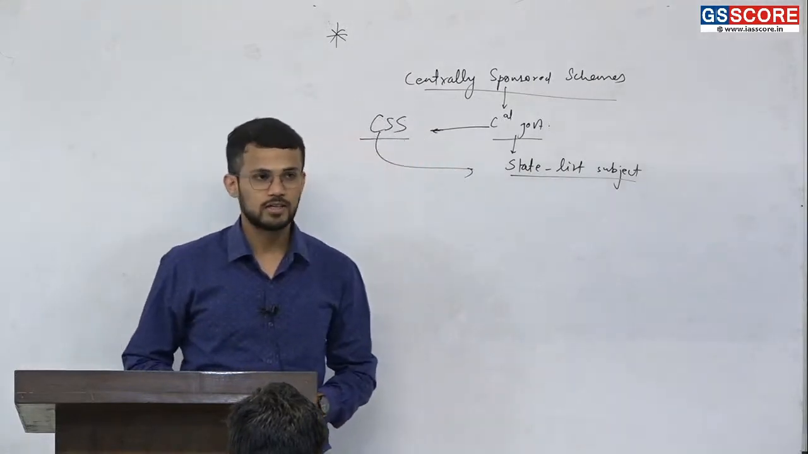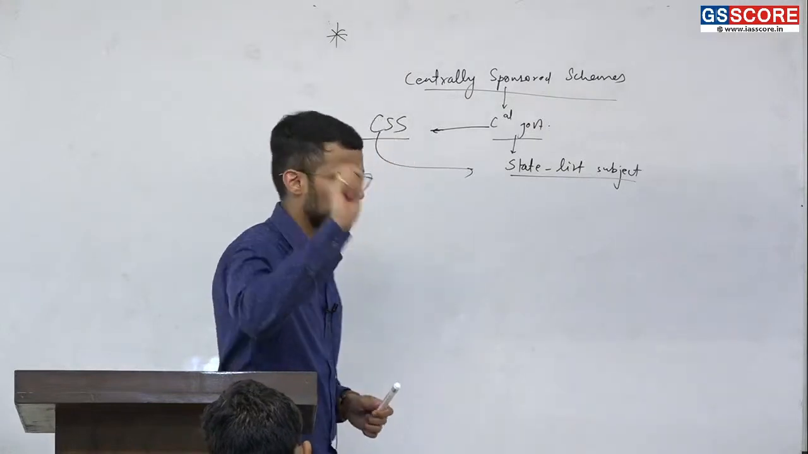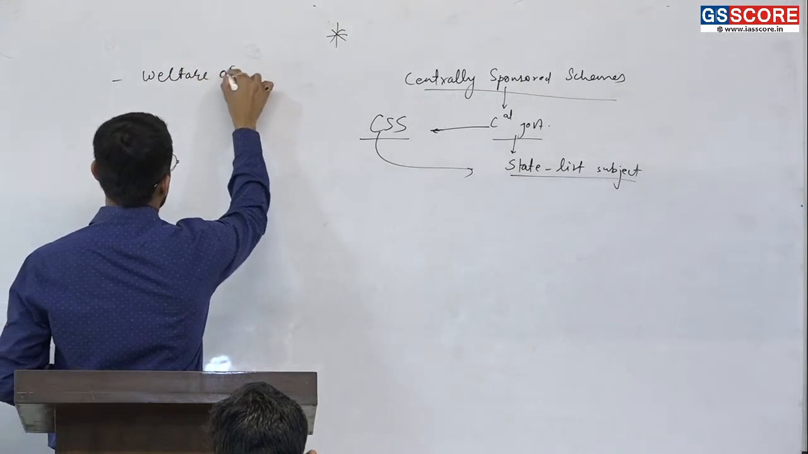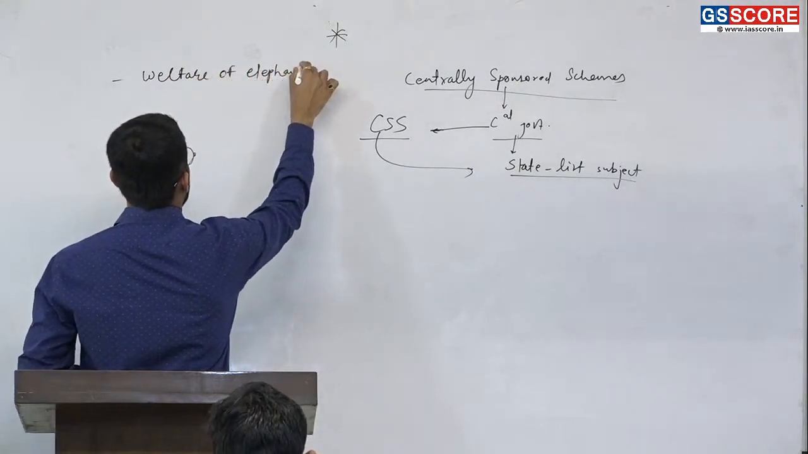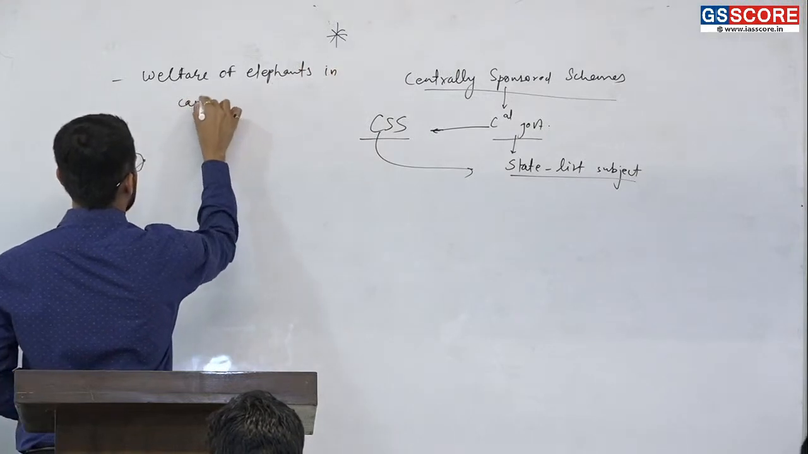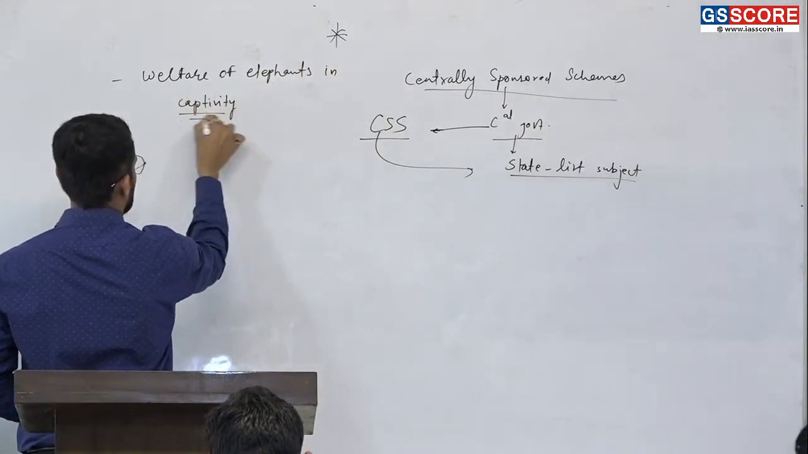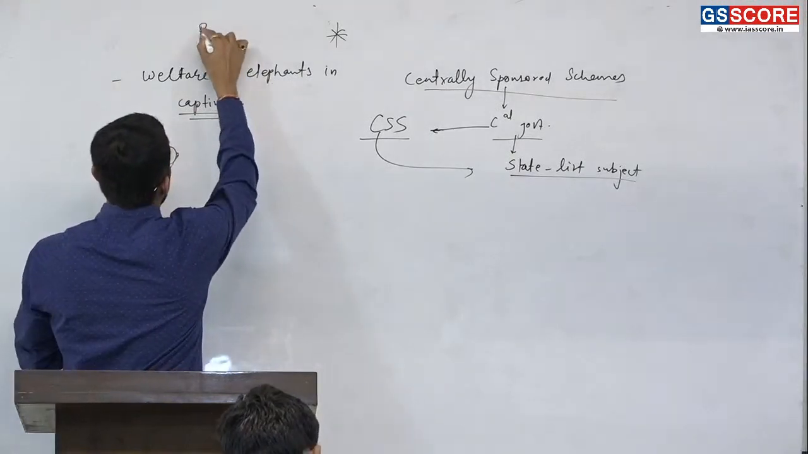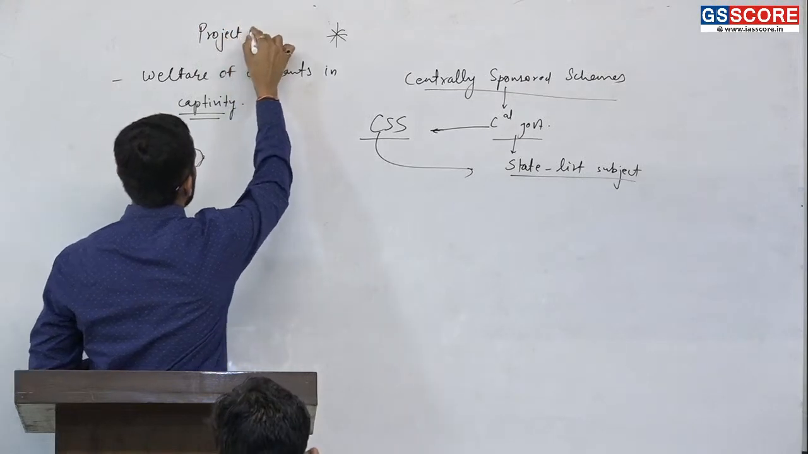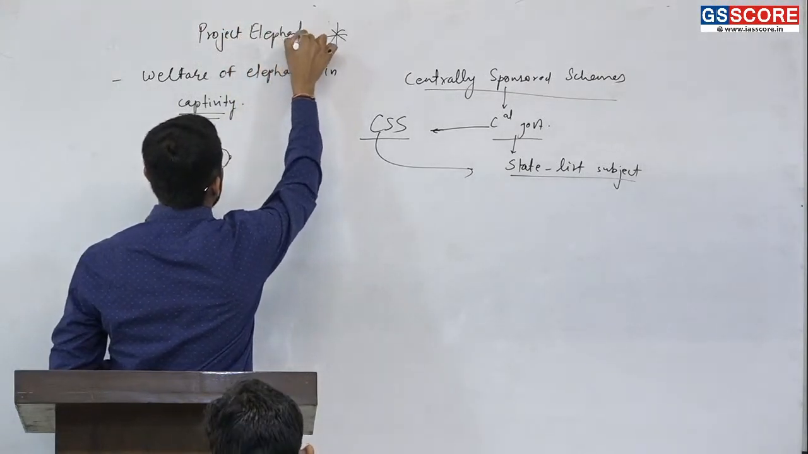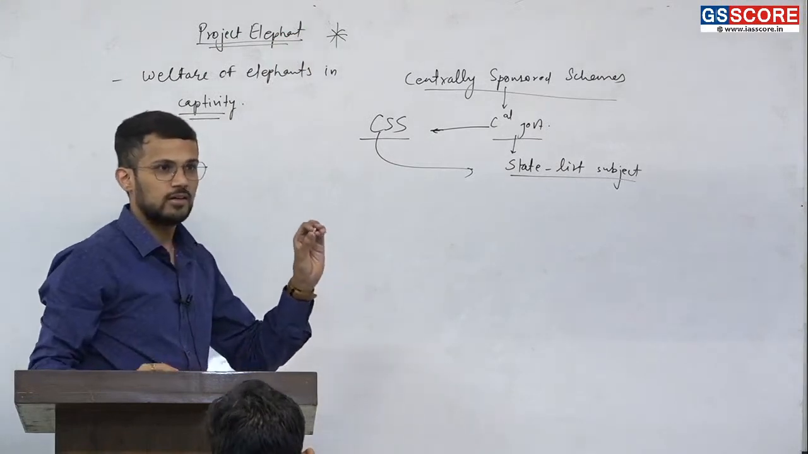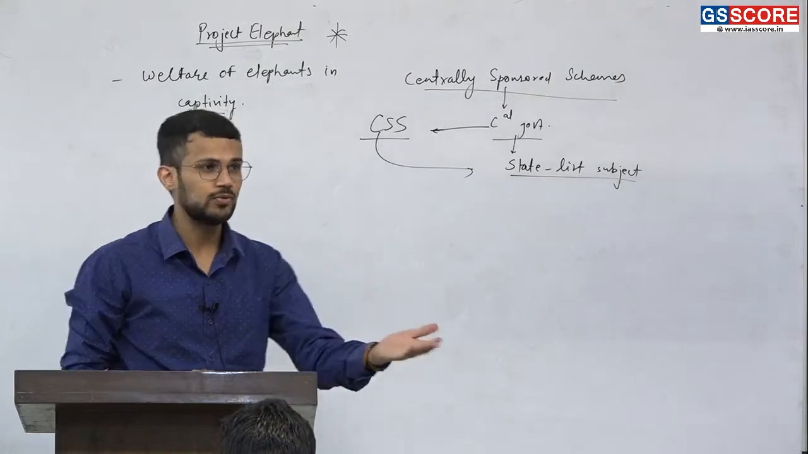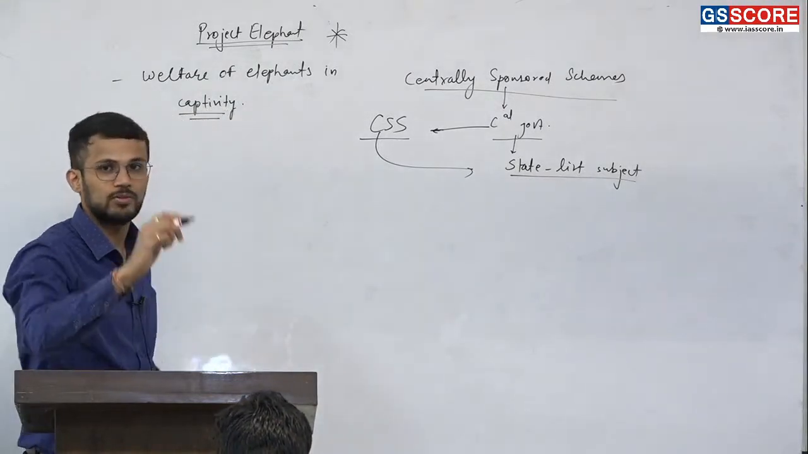Right? There are elephants in captivity. Now let me explain this point. The welfare of elephants in captivity. So, this is one of the goals of Project Elephant. And Project Elephant is a scheme of the ministry. That means government itself is recognizing that there are elephants in captivity.